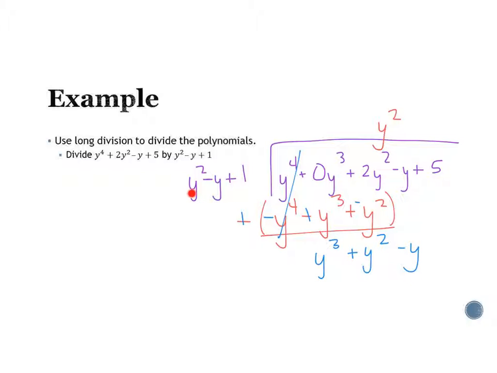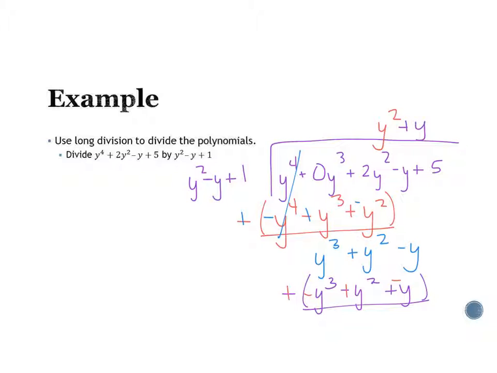y squared times what is y cubed? Well, the answer is y. So it's going to have a plus y. And then we multiply. y times y squared is y cubed. y times negative y is negative y squared. y times 1 is y. Okay, and then I subtract, and again, if you want to change your signs, plus, minus, there we go.